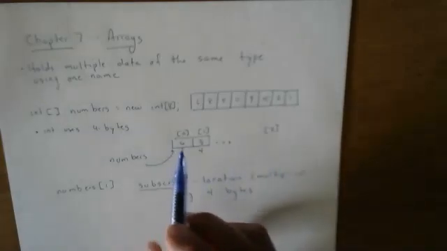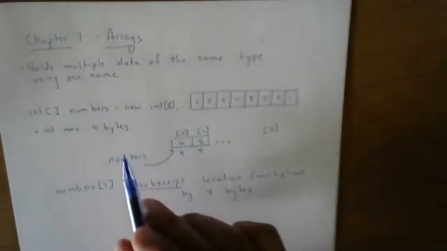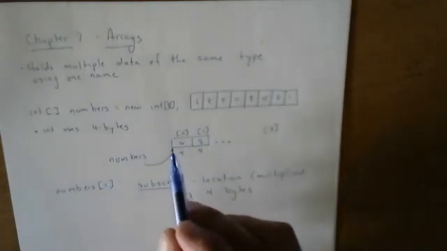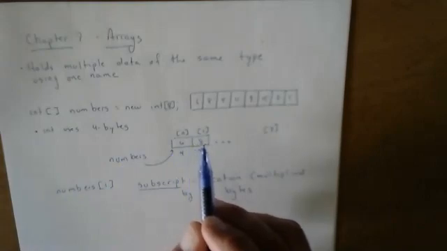So the way I like to think of these subscripts is this: if I want to access numbers sub 1, that means I'm going to go to the numbers location, and then I'm going to take the 1 times 4 bytes so that it moves me over to the spot where 8 begins.